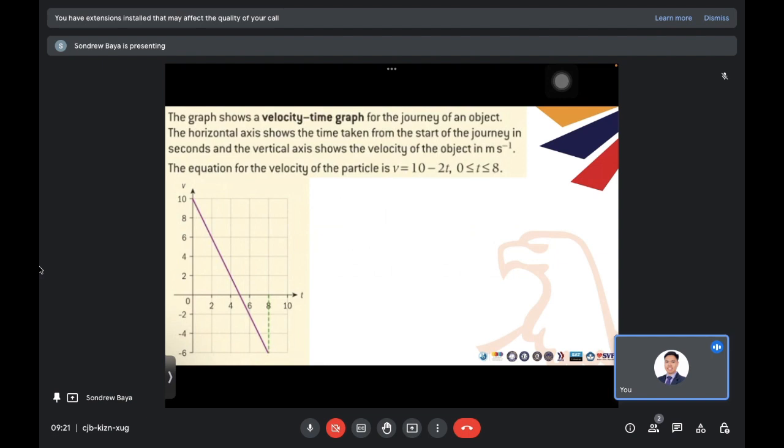Having read the situation here, you might find this graph quite familiar because a velocity time graph would simply look like this. So if you're going to analyze, the person's velocity is actually having a constant rate of change, which in this case is negative because it's sloping downwards. Hence, we can conclude that the person is slowing down as time passes by.